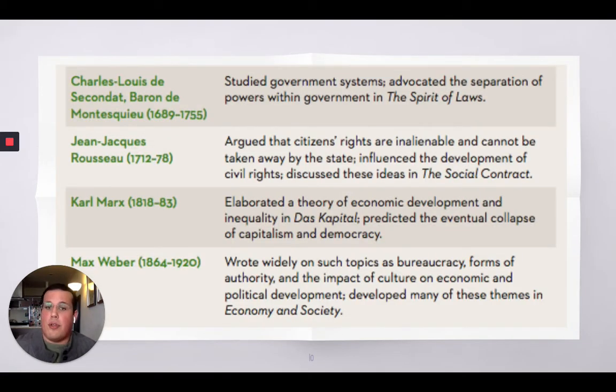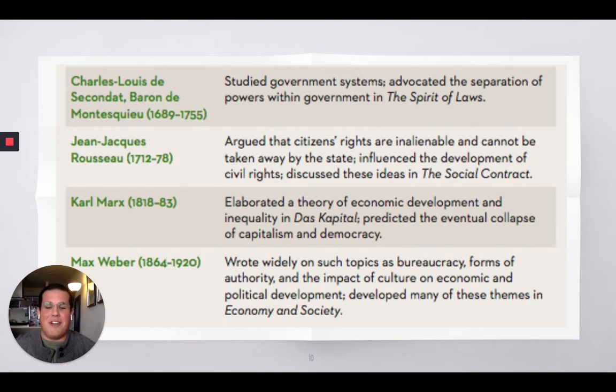Baron de Montesquieu studied government systems. He advocated for the separation of powers within government. We have the beginnings of a system of checks and balances. Jean-Jacques Rousseau is also a social contract theorist. We have the idea of a general will, a constitution that is adopted by the citizens to encompass their rights.